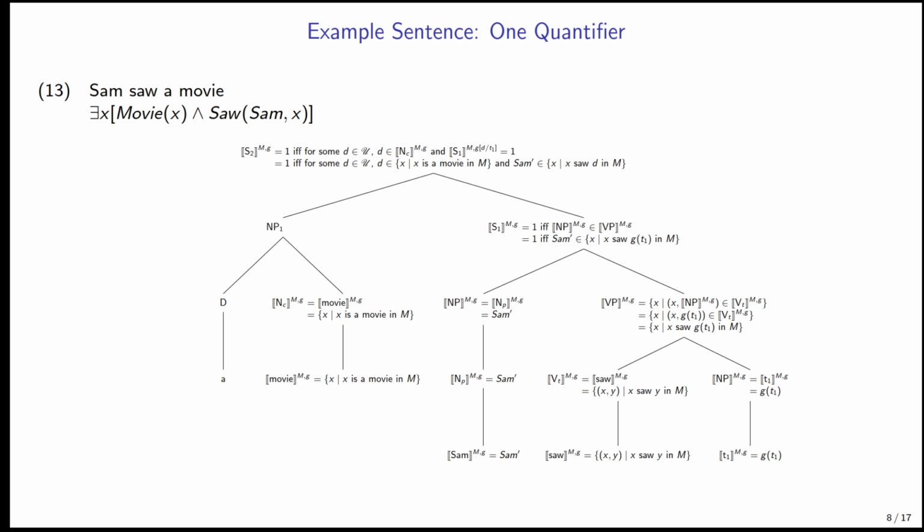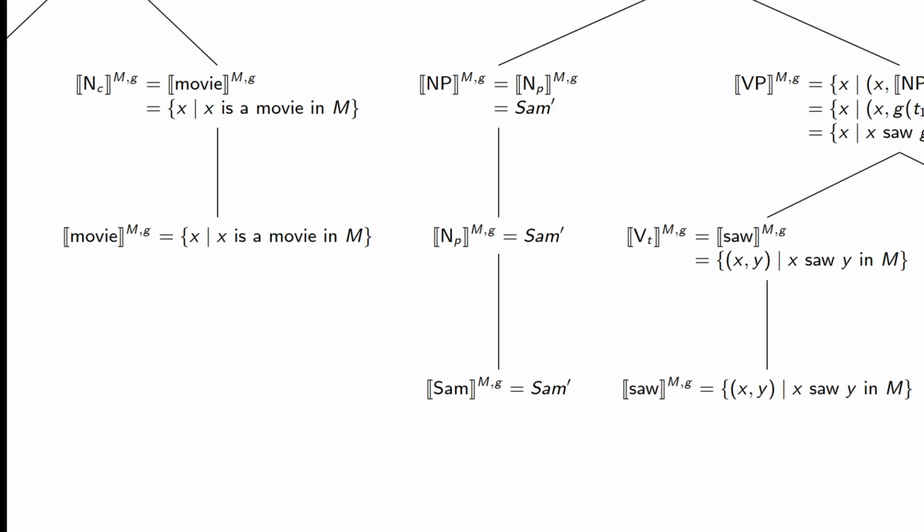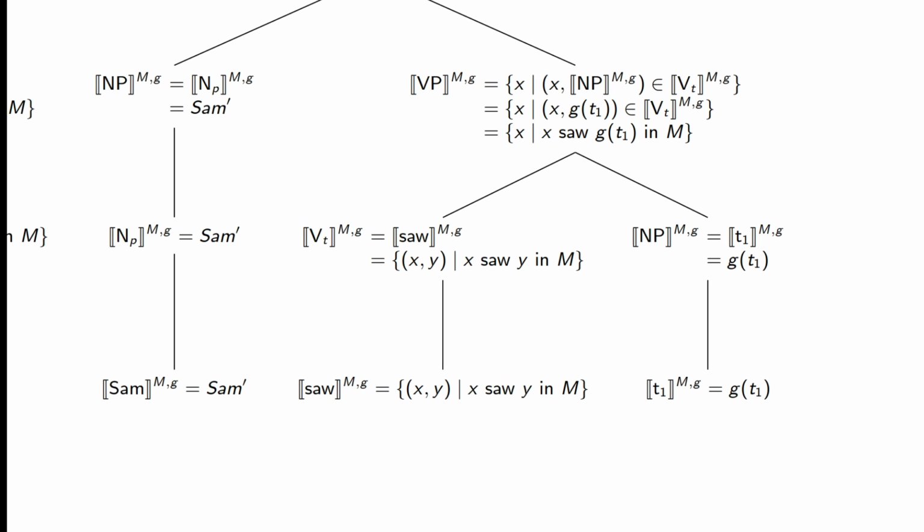Okay, let's take a look at an example sentence. So Sam saw a movie, the same one we did before for our syntactic structure, but let's see how the meanings look. I'm going to zoom in, I'm going to use colors when I can, and we'll go through it piece by piece. And there are examples on Canvas for you to try in PDFs and on your homework as well.